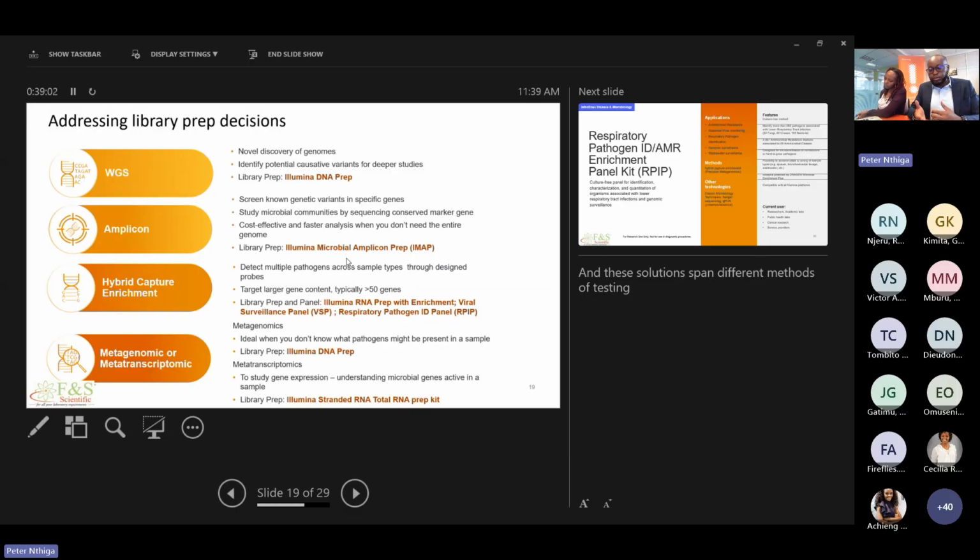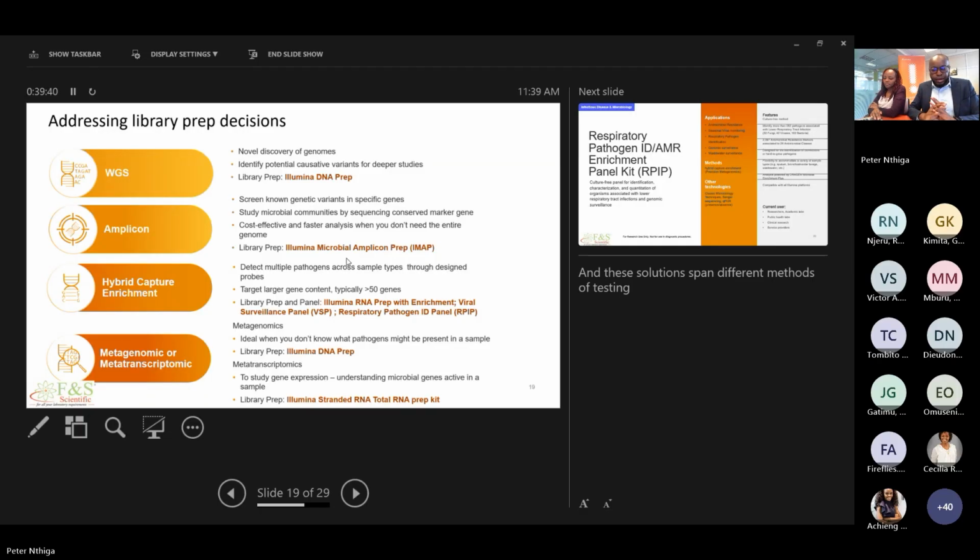So if it's a whole genome sequencing approach, you have the Illumina DNA Prep, for example. We have the Illumina Microbial Amplicon Prep, which basically is a very versatile library solution where you can replace the primers of interest and address whatever, for example, virus that you're looking at. So for example, if you're looking at chikungunya, or maybe rhinovirus, you can switch the primers because the backbone of this particular library prep can support quite a broad spectrum of viruses of interest.